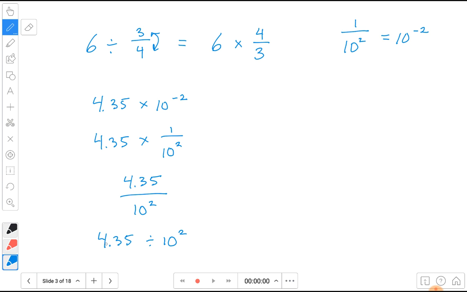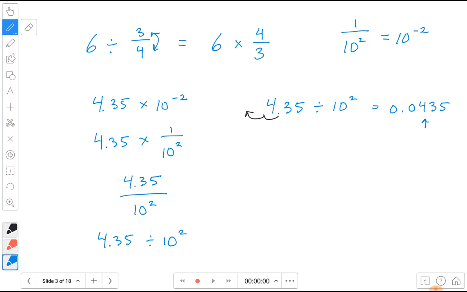So 4.35 divided by 10 squared. Well, we already know how to do that. We already know how to figure this out. 4.35 divided by 10 squared means it gets smaller, and the digits move to the left by 2 spots, just like that. So the answer is going to be 0.0435. See, the decimal was right there, and we moved it over 1, 2 positions to here. So the answer is 0.0435.